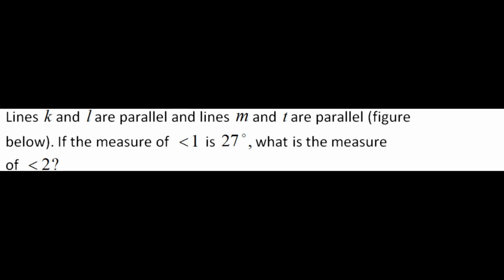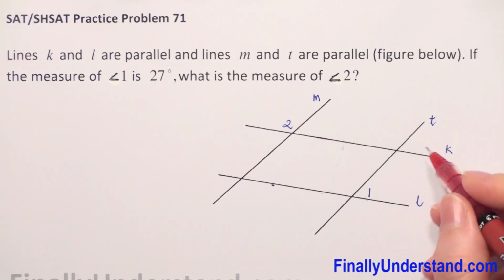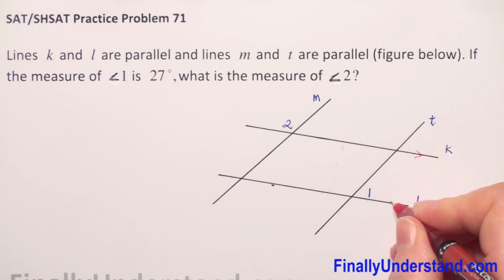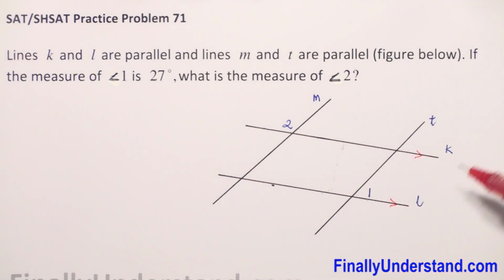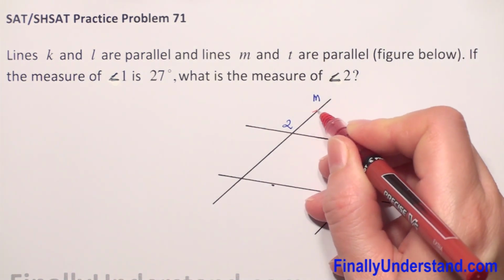Lines K and L are parallel, so we can add these two arrows. These two lines are parallel. So what next? We have lines M and T are parallel also.